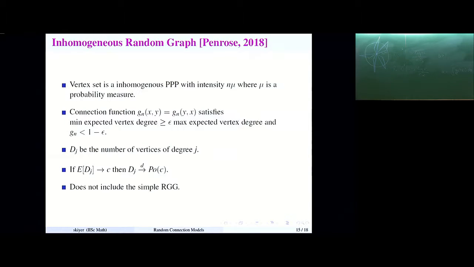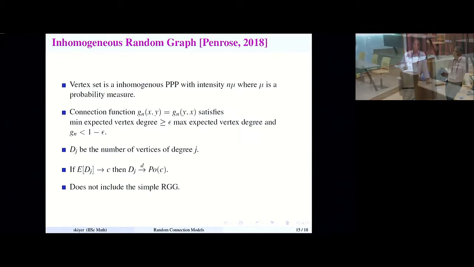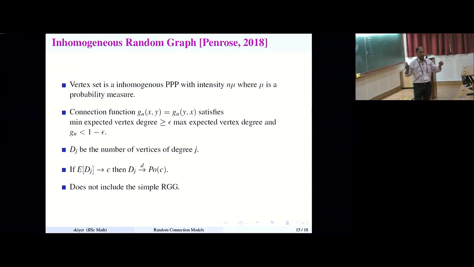So there was this inhomogeneous random graph that was introduced by Penrose. This appeared recently, in arXiv very recently. So here the inhomogeneity is slightly different. You have a vertex set which is an inhomogeneous Poisson point process with intensity n mu, where mu is a probability measure. And your connection function G, which is symmetric, satisfies a certain rather strong condition. What it says is that you have inhomogeneity in both the underlying distribution of the points as well as the connection function, okay? Fine.